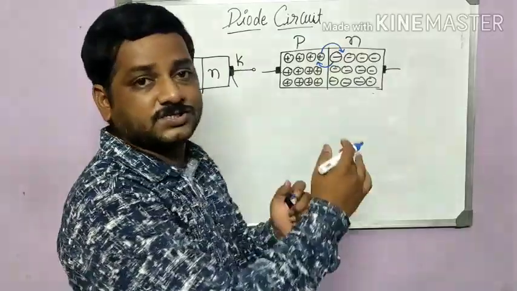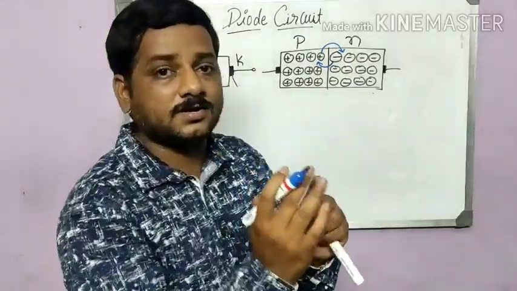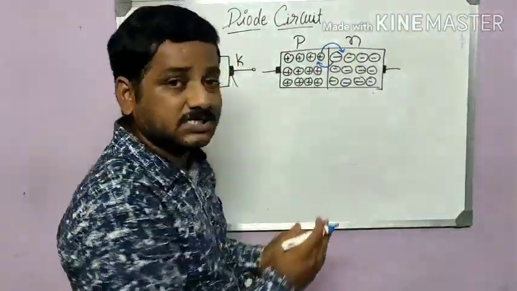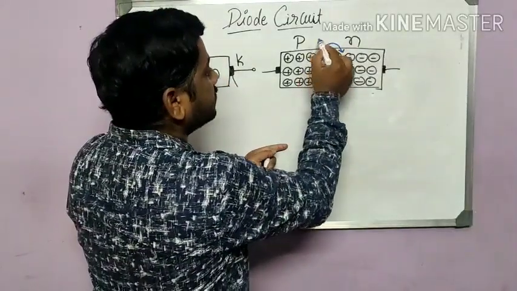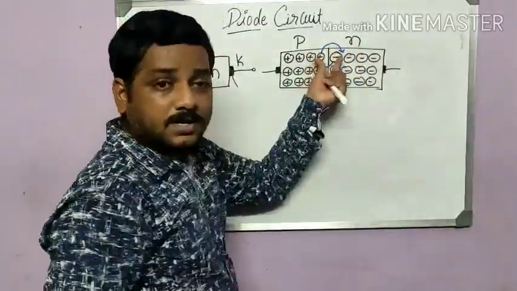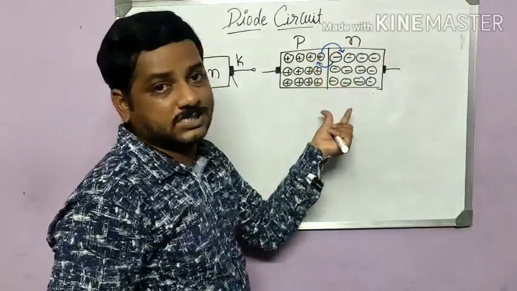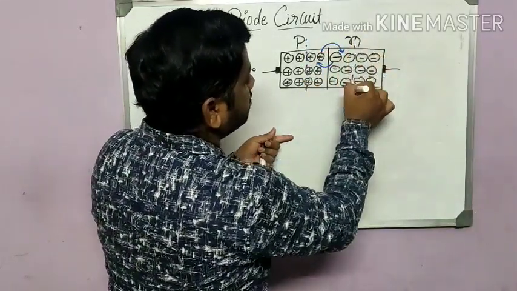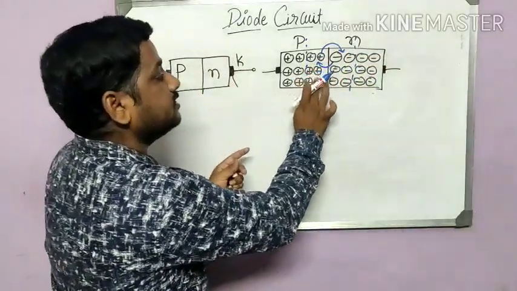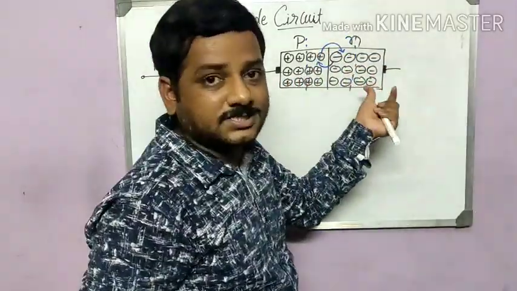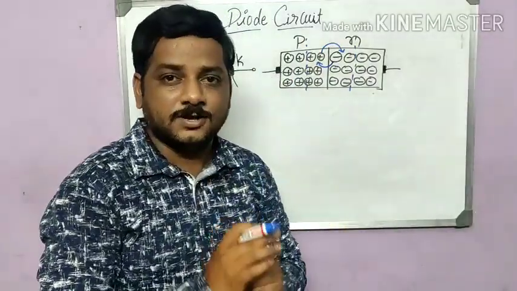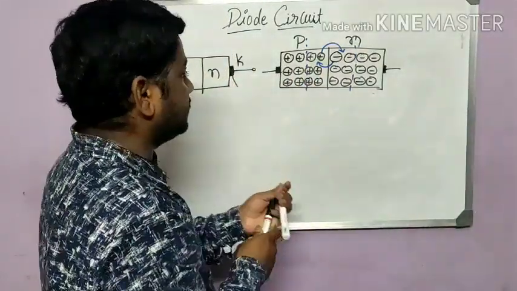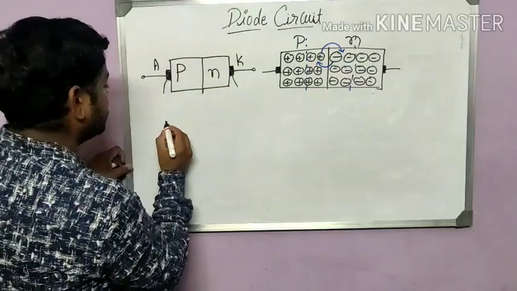So there will be exchange of holes and electrons, but that exchange will take place only for the electrons and holes which are nearer to the junction. Say these are nearer to the junction. Only these electrons will come here and these holes will move towards this region. That change will take place. Okay, so if I redraw it, I'll draw it here.